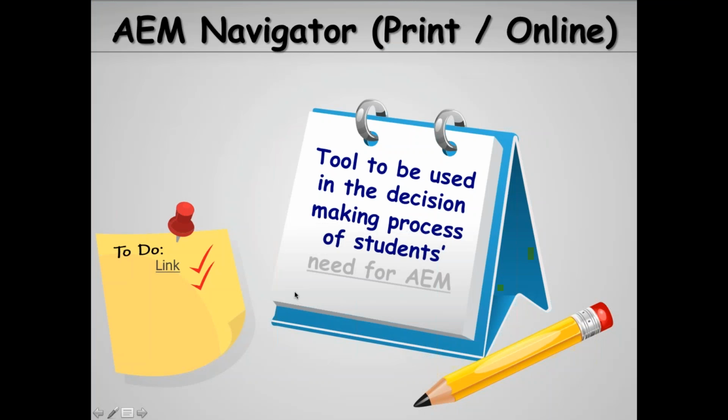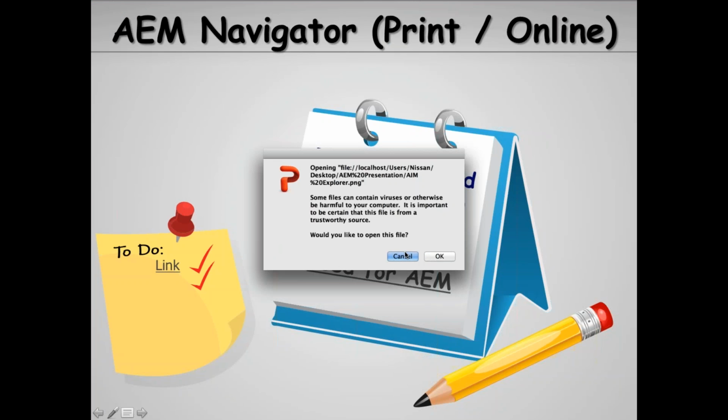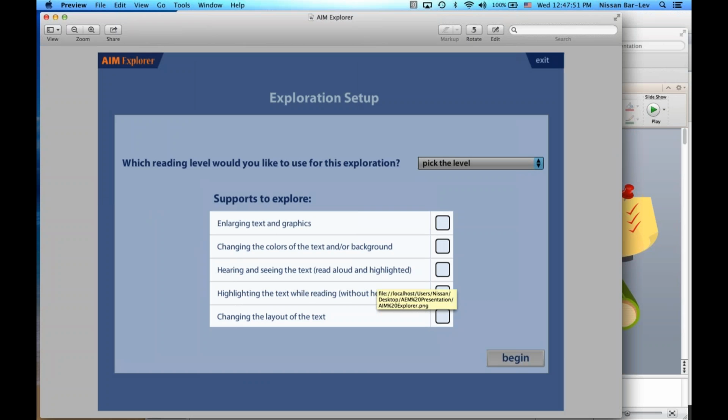Now there is another tool I want to show you, which is called the AIM Explorer. The AIM Explorer is right here, and I'll tell you in a minute what it is. It's a simulation tool where students can try out features found in reading software like magnification, text, background color, and layout options. They try them out and decide which setting works best for them.